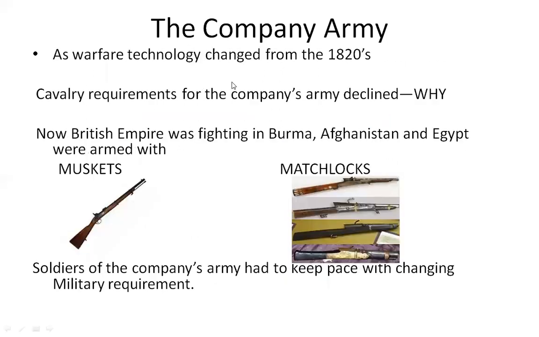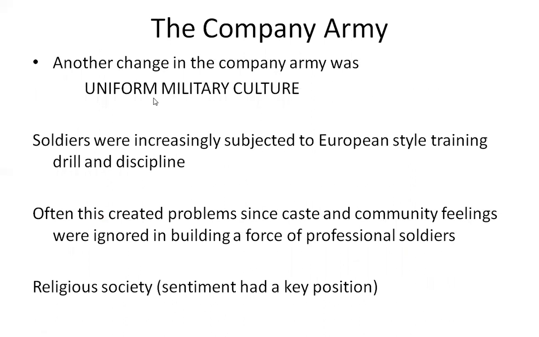But as warfare technology changed from the 1820s, cavalry requirements for the company's army declined. Why? Because they wanted to keep pace with the changing military requirement, and now the British Empire was fighting in Burma, Afghanistan, and Egypt. They were armed with muskets and matchlocks, so they were more advanced. So the company also thought that they had to keep pace with the changing military requirement. So that's why more infantry was required, not cavalry.